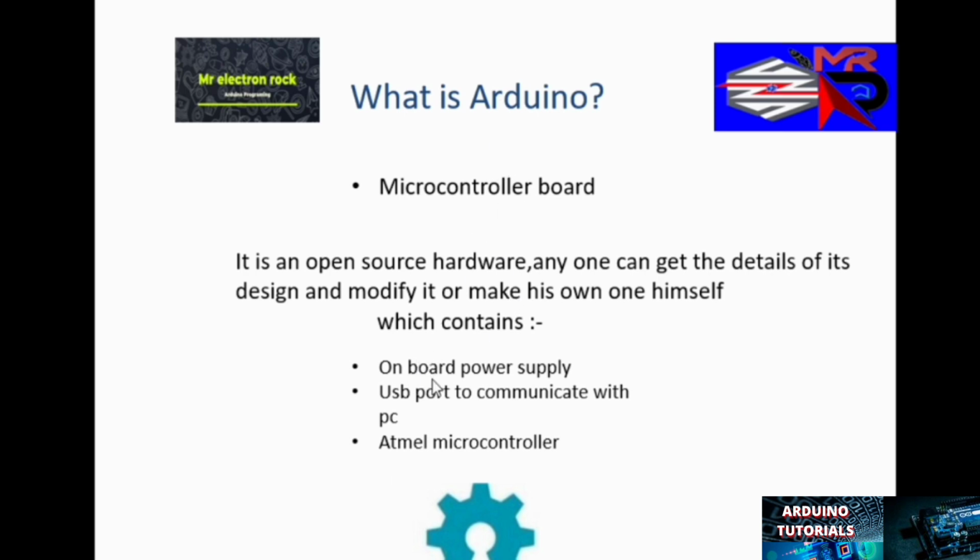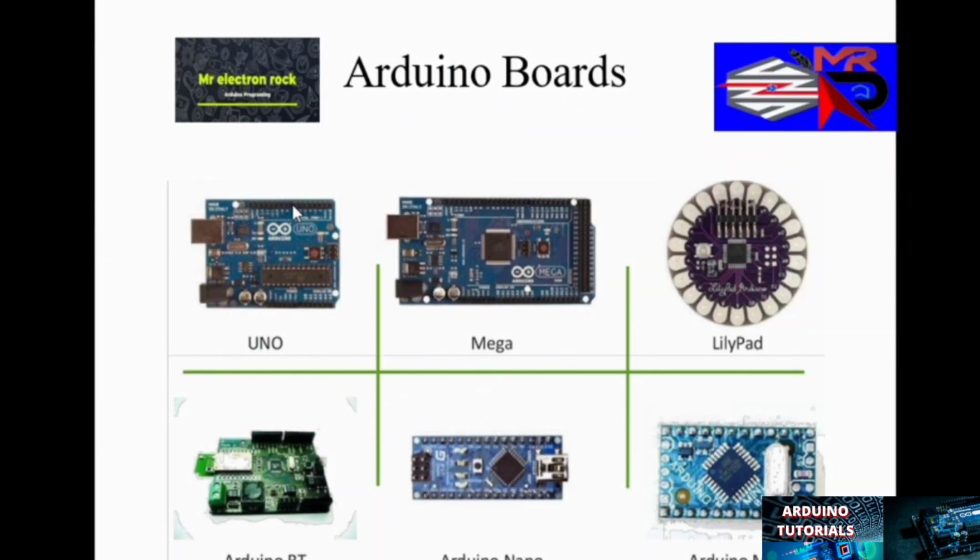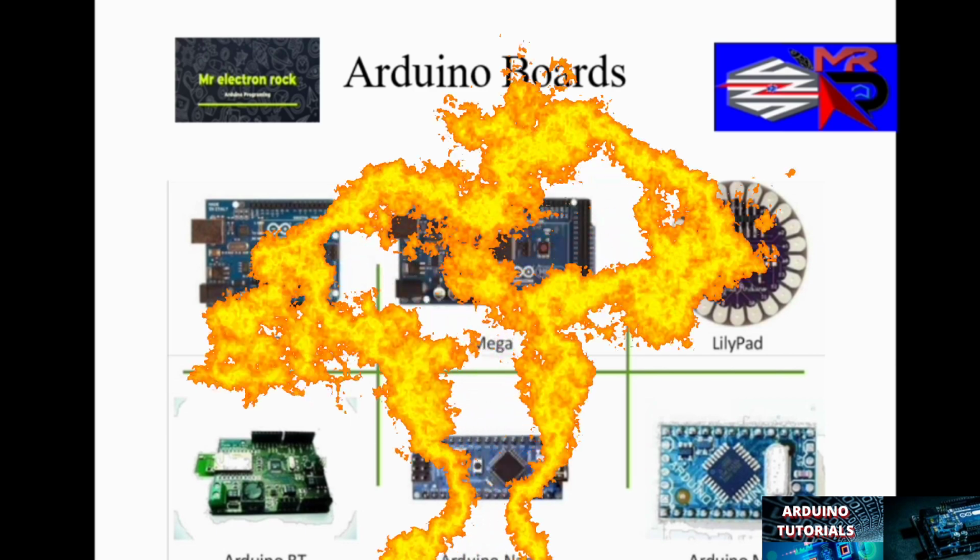Let's see what is available on an Arduino. It contains an onboard power supply, a USB port to communicate with a PC, and an Atmel microcontroller. These are some examples of Arduino boards: Arduino UNO R3, Arduino Mega, Arduino Lilypad, Arduino BT, Arduino Nano, Arduino Mini. For these tutorials I am using the Arduino UNO R3.